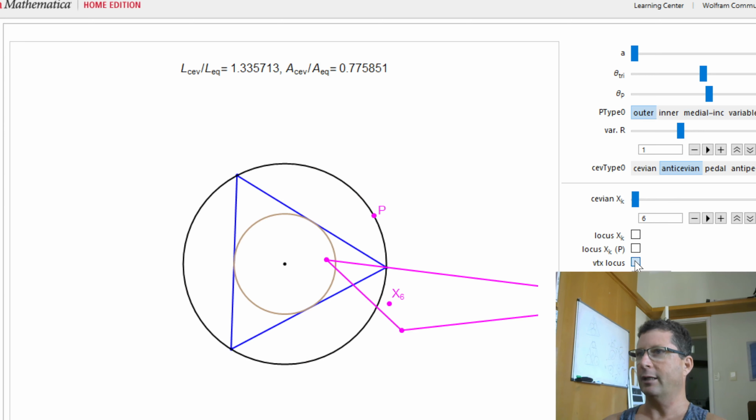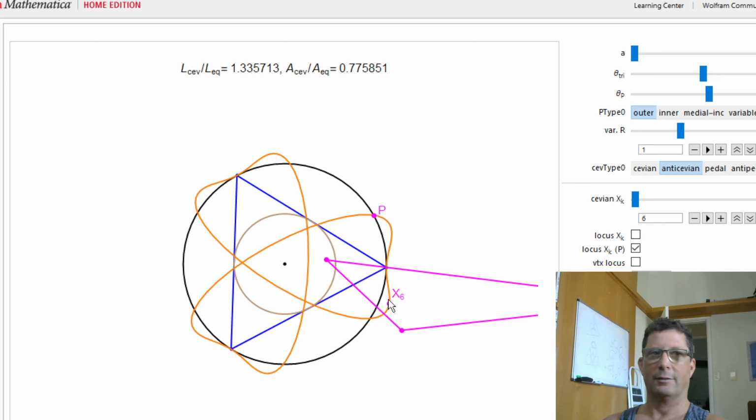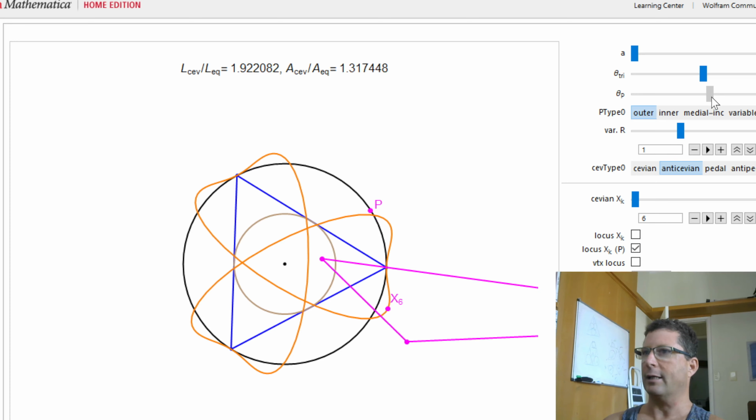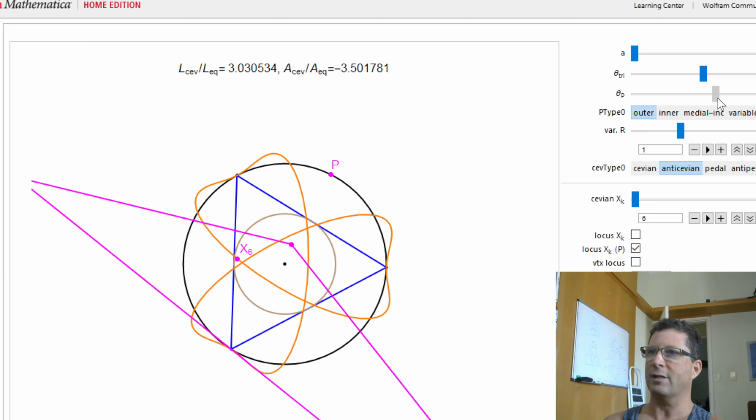And before we do anything, what's the locus of the symmedian point? Okay, not over the family of equilaterals, but over rotation of P. Is that what I'm doing? Yes. So here's the locus of the symmedian of my anti-Sevians, which is this nice three-leaved clover-like figure. Very pretty. We're usually not focusing on this.